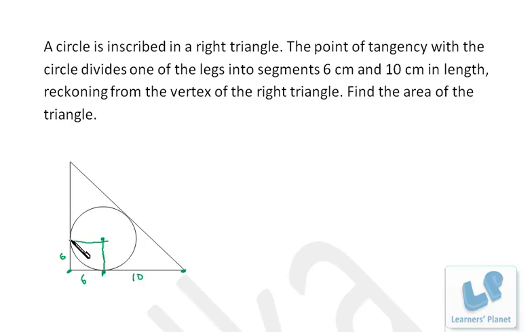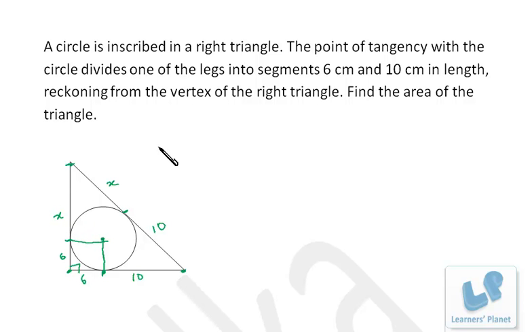Now I assume this length from this point to this point to be x. Then from this point to this point it will also be x, because two tangents from the same point will be of the same length. Similarly from this point to this point it is 10. That means from this point to this point still it is 10, right? Now this is a right angle triangle. We have to find out the area of this triangle. So what we can do, we can find out x, right?